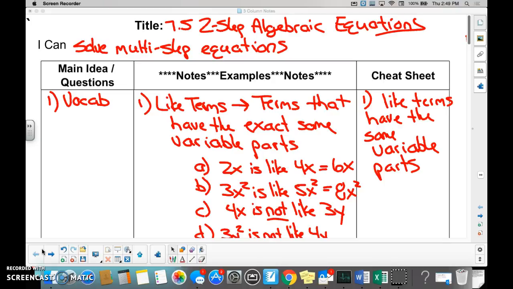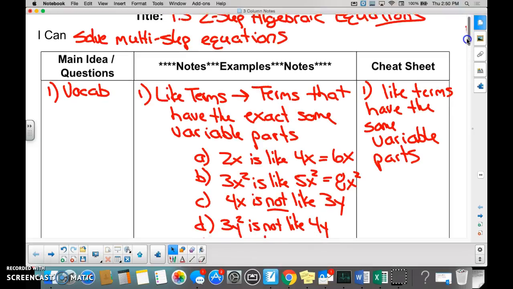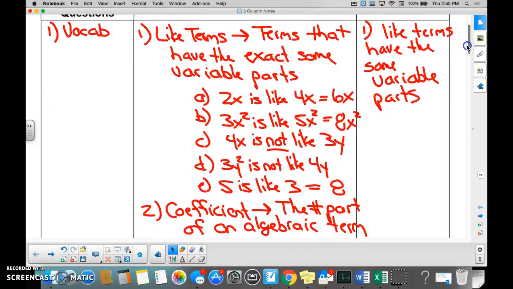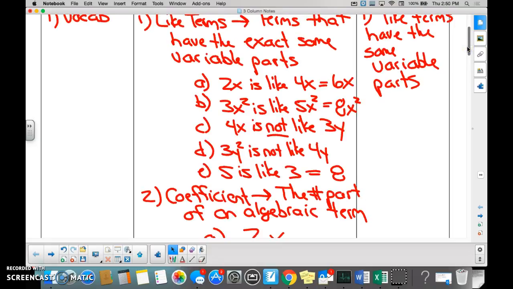Okay, thank you, Mia. Like terms. Like terms mean that they are terms with the exact same variable parts. If you look at A, B, C, D, and E, it shows you examples of like terms and examples of terms that are not alike.